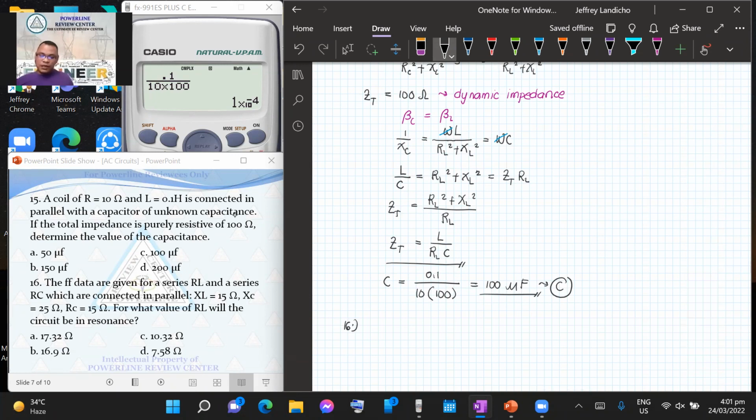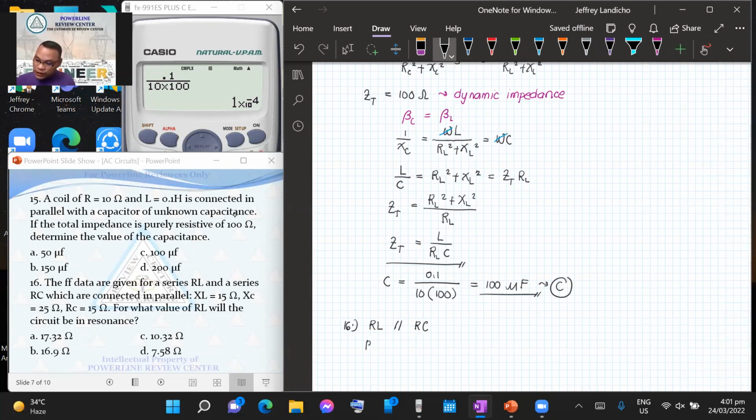So for number 16, the following data are given for a series RL. So we have series RL which is in parallel with RC circuit. So si RL nakaparallel kanino? RC. Kunin natin yung mga data.